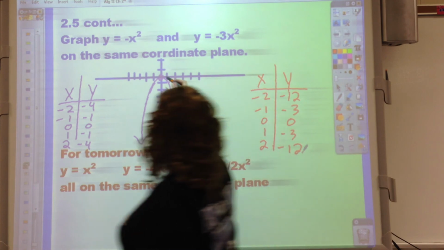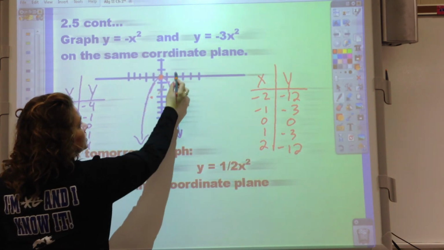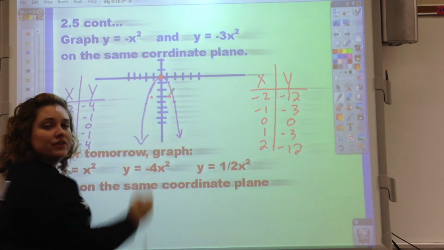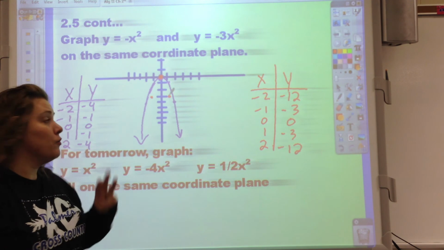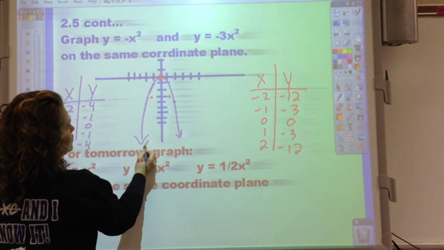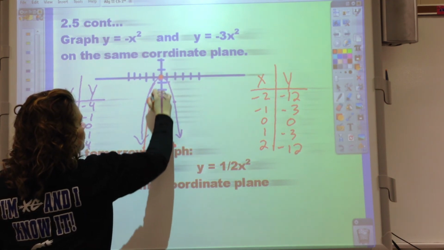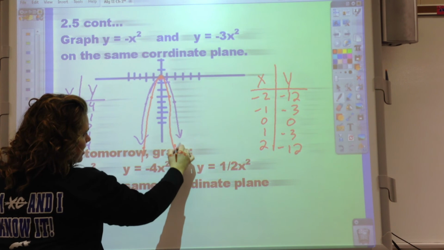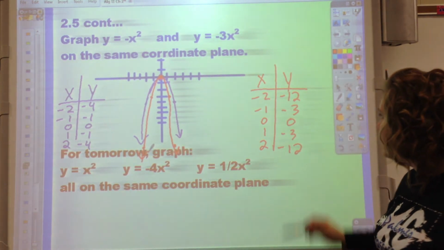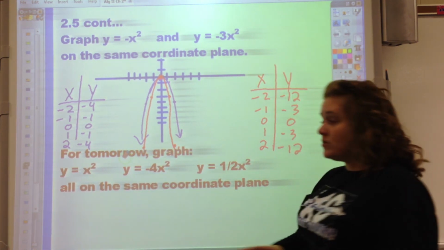So when I go to plot these points, here I have 0, 0, negative 1, negative 3, positive 1, negative 3. And these are my 3 exact to-scale points. The next ones go off my graph. And negative 2, negative 12 is going to be somewhere down here. And so I'll go ahead and graph these.